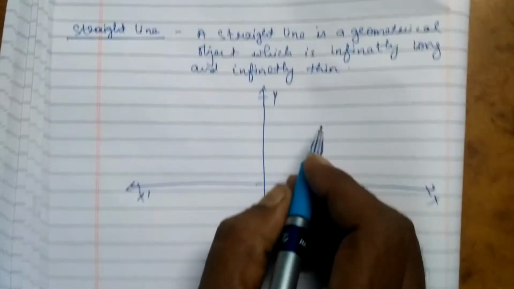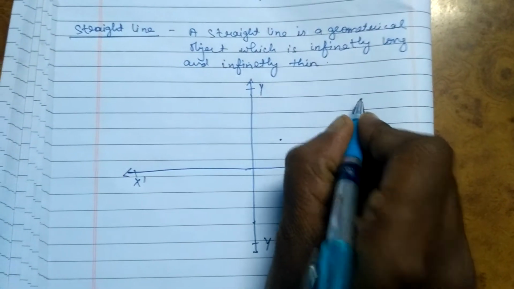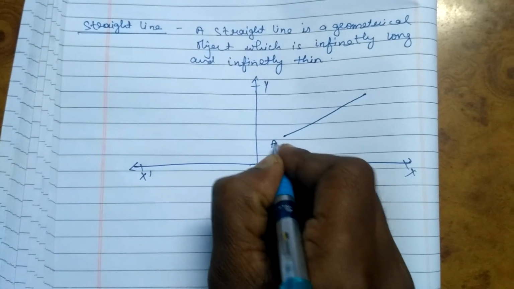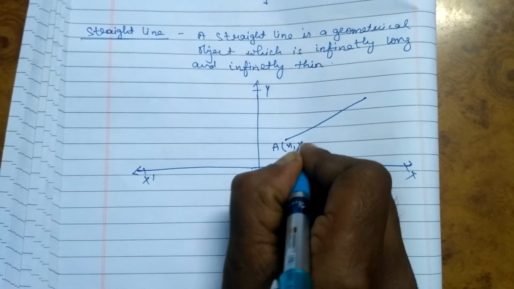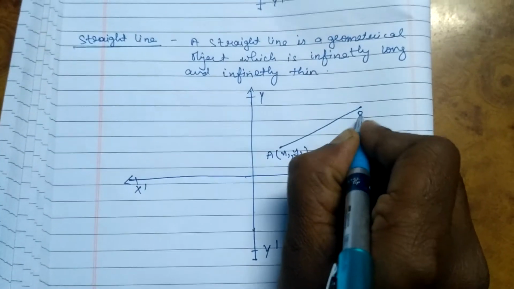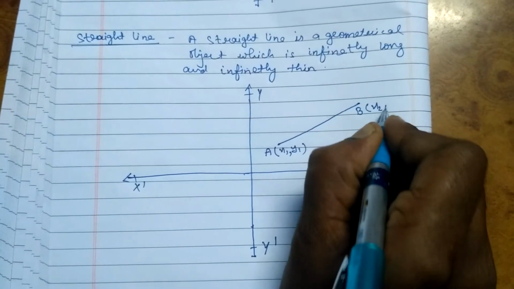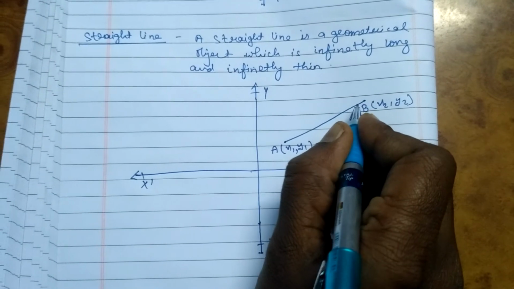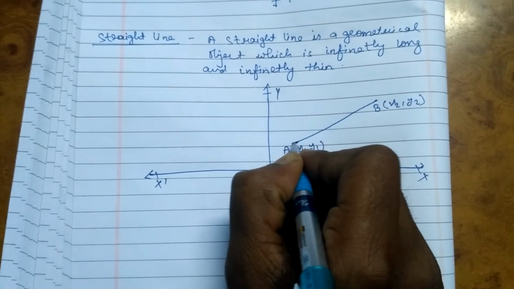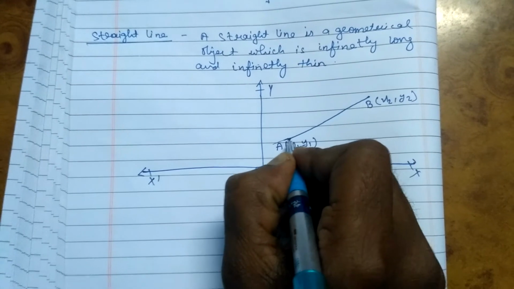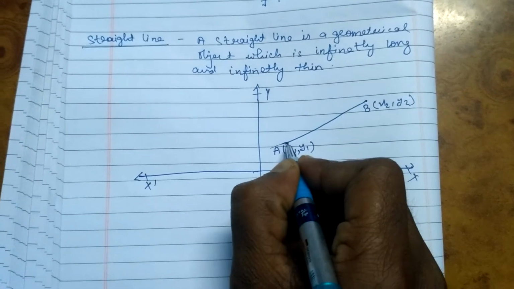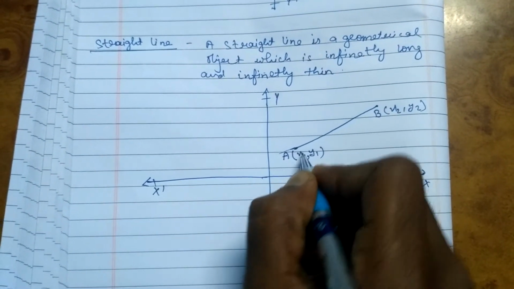Let us know how a straight line is formed. A straight line is formed when we join two coordinates, at least two coordinates, in a Cartesian plane. Suppose this is a coordinate A (x1, y1), and suppose this is coordinate B (x2, y2). If we join these coordinates, a straight line is formed. It can be extended also, but we have taken at least two coordinates to represent a line, and these two points form a straight line.